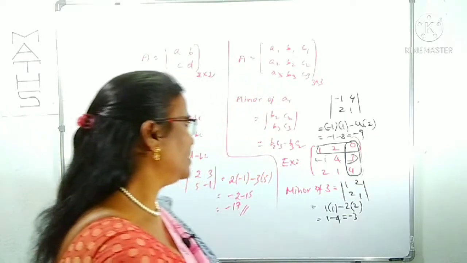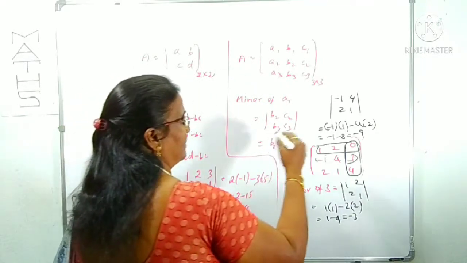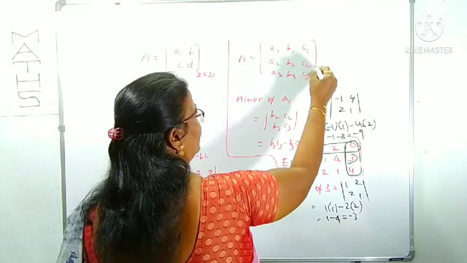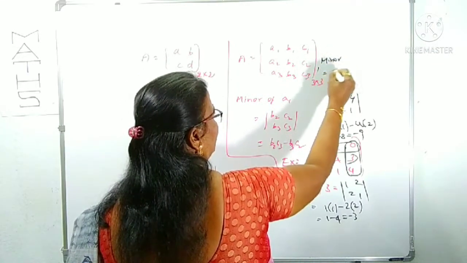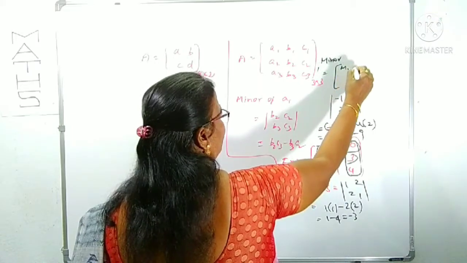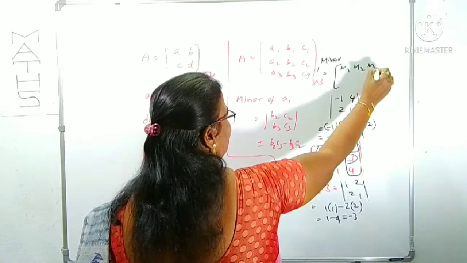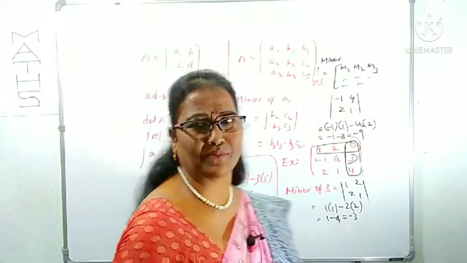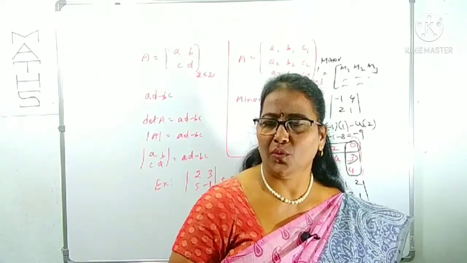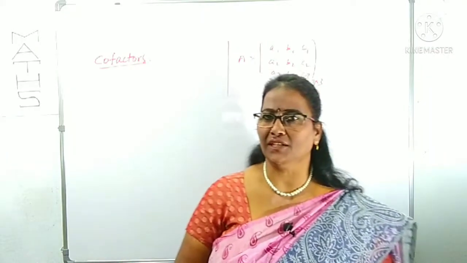Generally minors are denoted by capital M. Suppose you want to find the minor of matrix A, we can denote them like M1, M2, M3, etc. Those are the minor symbols. Is it clear? Element ki minor ela find out cheyalo cheppanu.